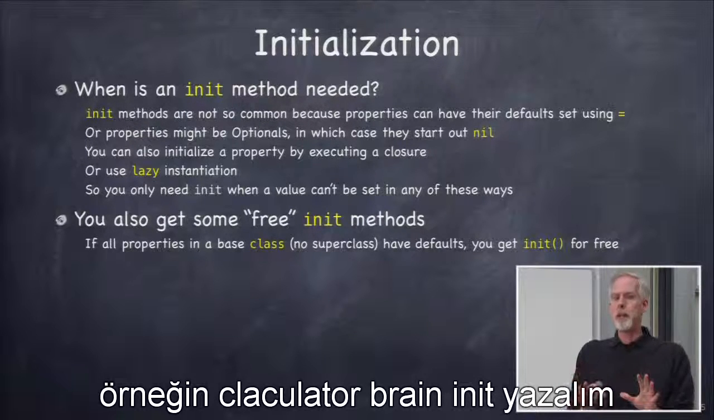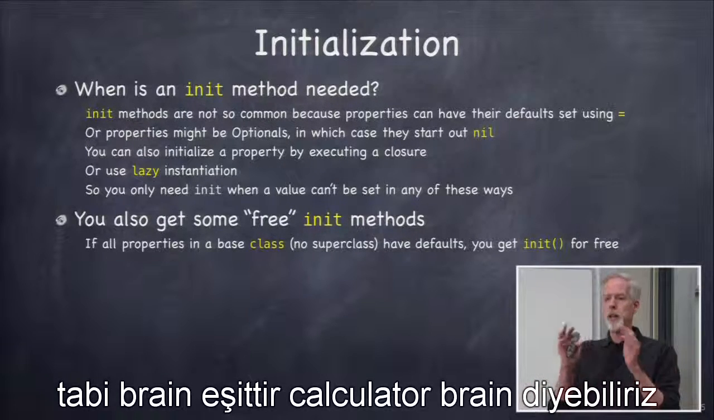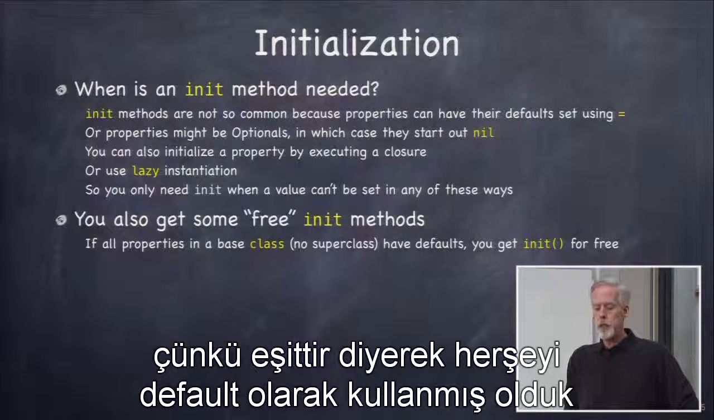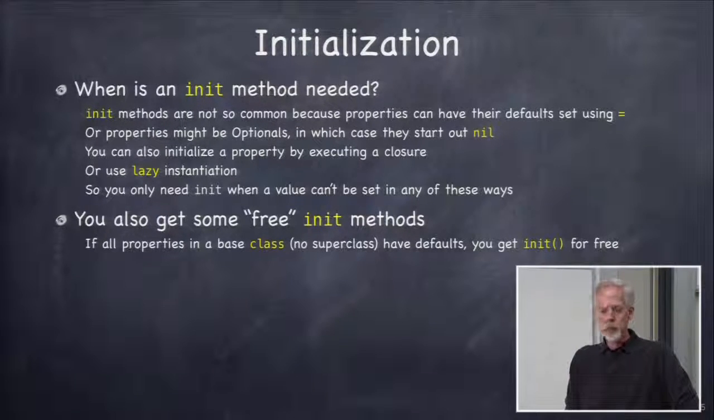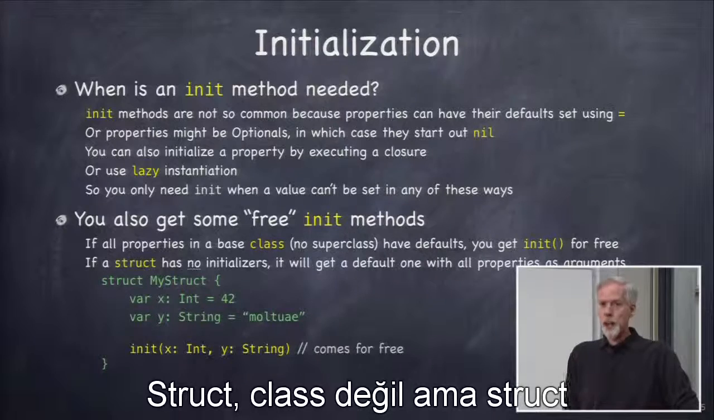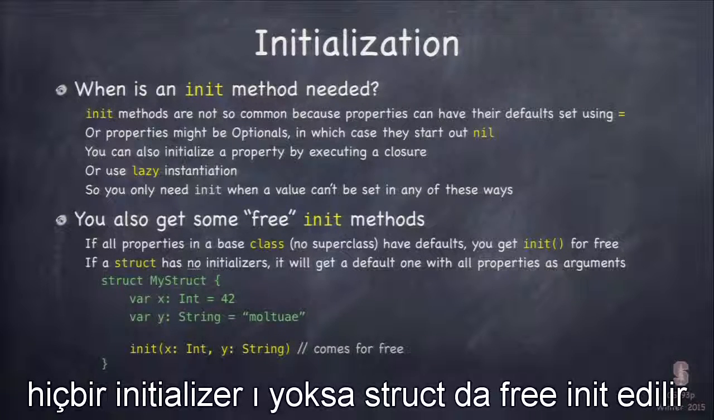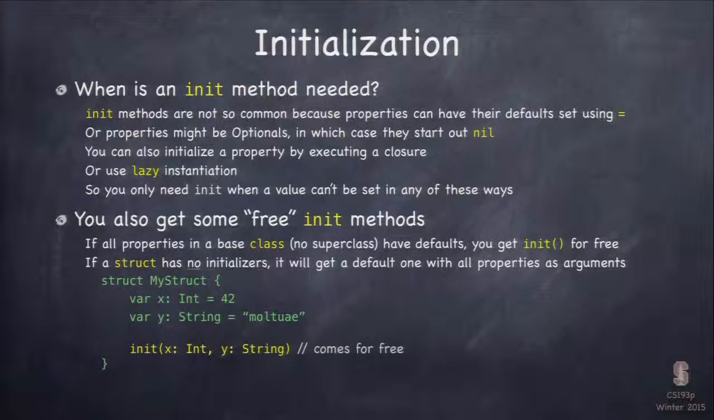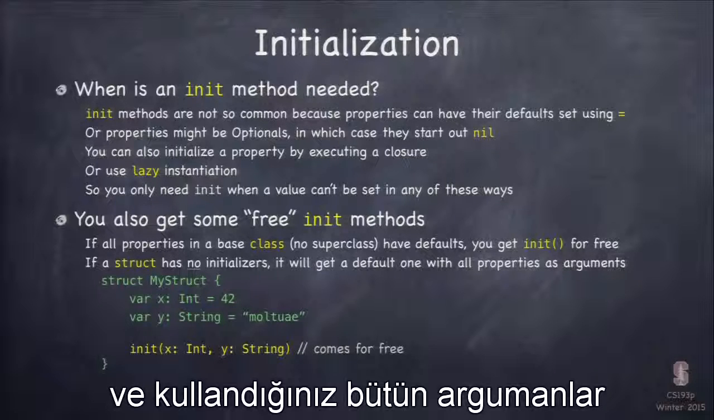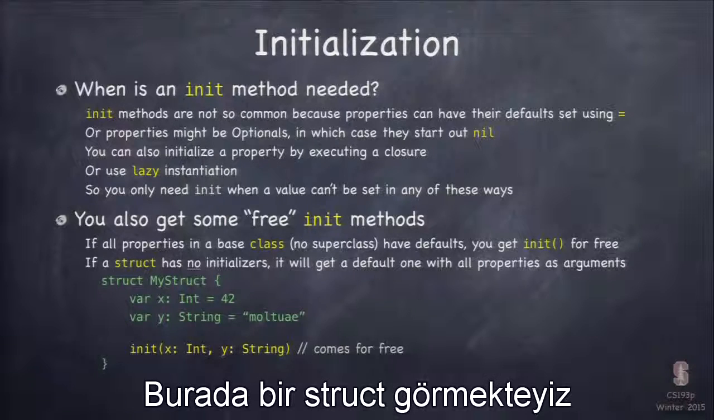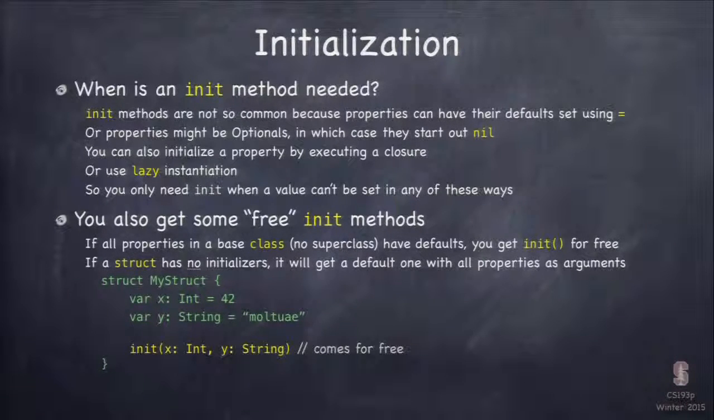So if we hadn't implemented calculator brain's init, we still could have said brain equals CalculatorBrain parentheses. That's because we got a free init in calculator brain because we initialized all our defaults using equals something. So that's one way to get an init. A struct, not a class, will get a default one that has all the properties as arguments, only if you have no initializers. So if you had a struct and you gave it no initializers, you would get one for free, where all the arguments match all of the vars and lets you have.